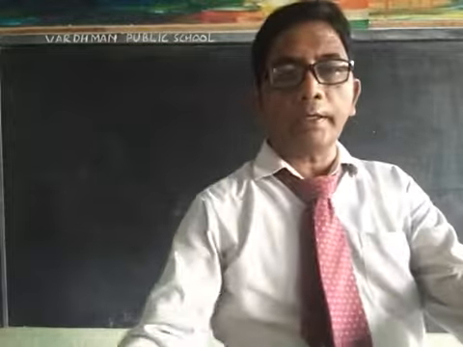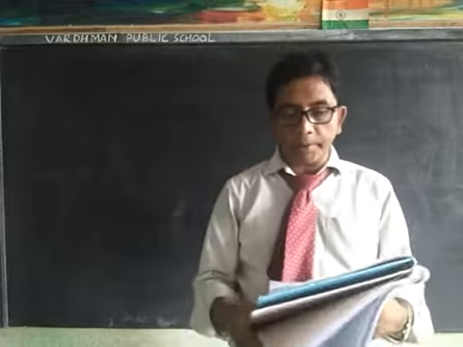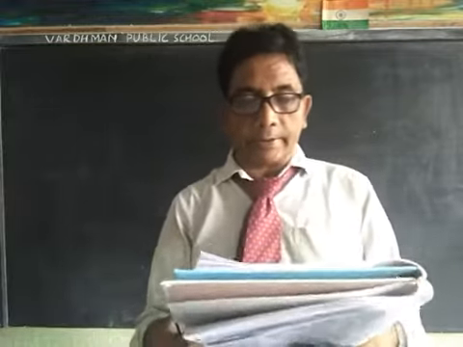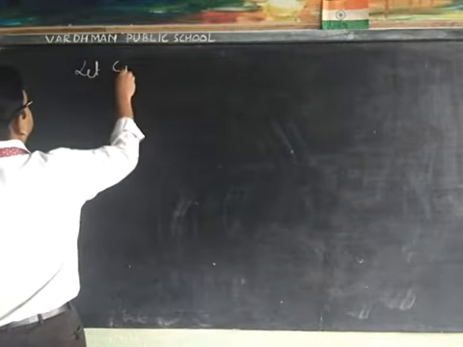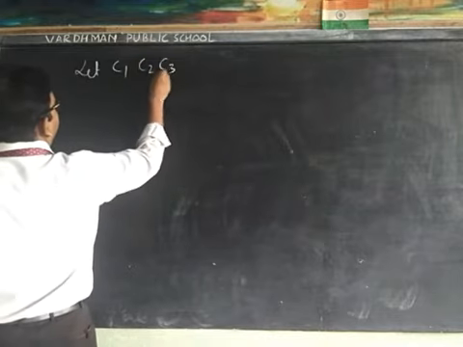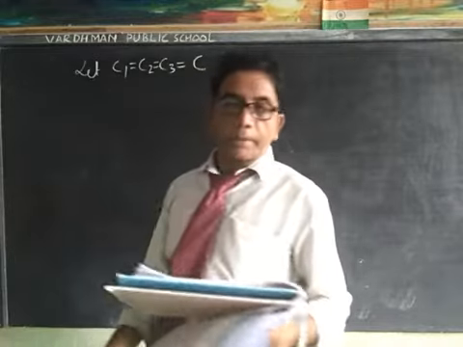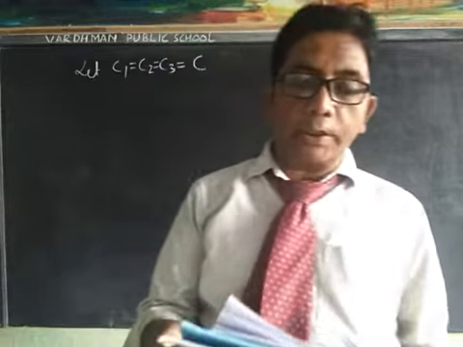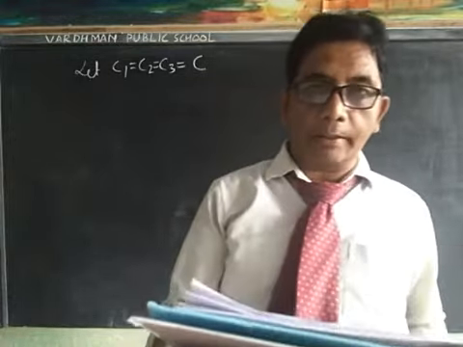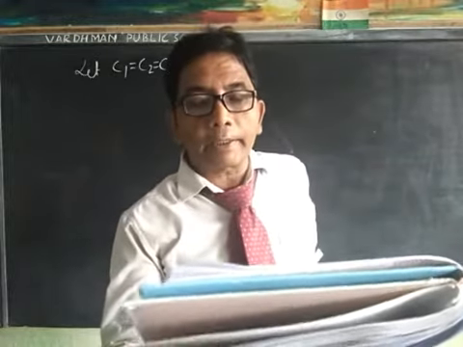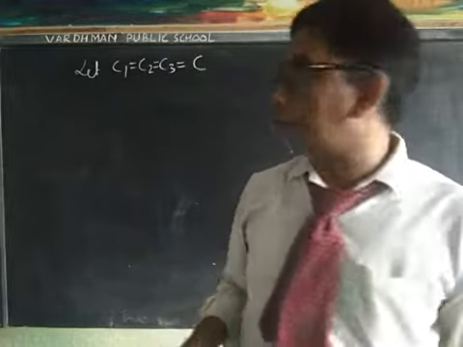The first numerical which we will solve: 3 capacitors of equal capacitance. Let C1, C2, C3 be 3 capacitors of equal capacitance, equal to C. When connected in series, they have net capacitance C1, and when connected in parallel, they have net capacitance C2. What is the value of C1 upon C2?